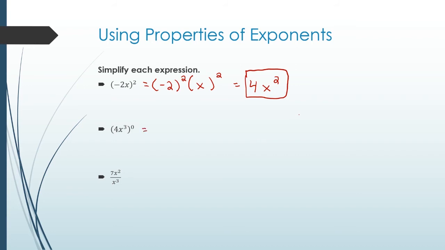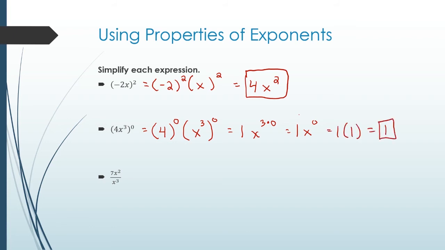Second one, same thing. You're going to distribute the power. So we have 4 to the 0 power, and then x cubed to the 0 power. 4 to the 0 power is 1. And then I need to multiply my exponents, 3 times 0, so I'm going to write that out. So that is 1 times x to the 0 power, and that's equal to 1, because anything to the 0 power is 1. You can figure that out from the very beginning because the whole thing is to the 0 power, so that's just going to become 1.